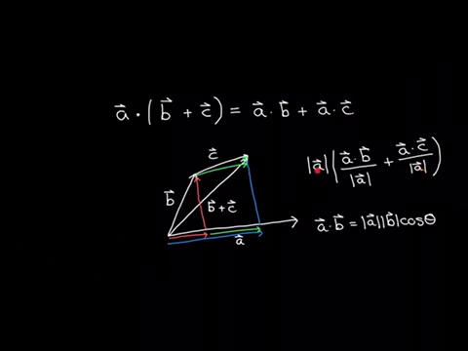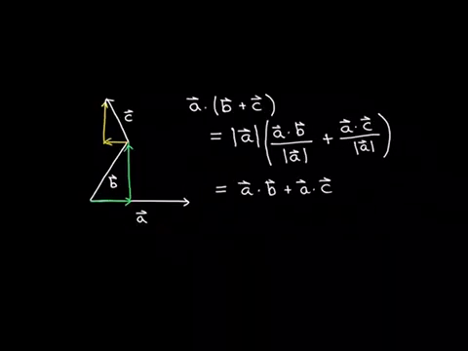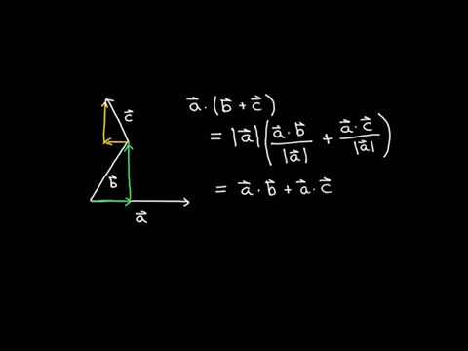And then if you just cancel the modulus of a here, you can see that the dot product of a with b plus c is going to equal the dot product of a with b plus the dot product of a with c. And this works even in the case that one of the vectors has a negative component in the direction of vector a.